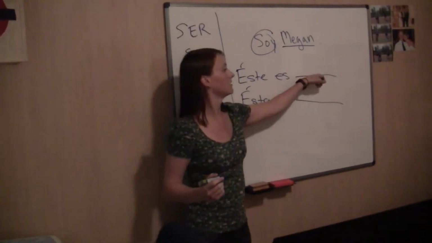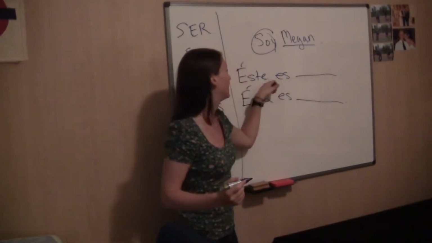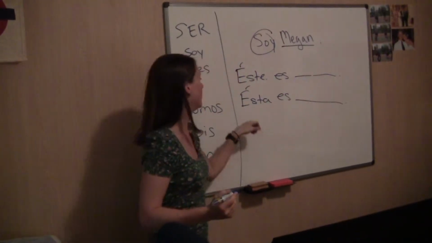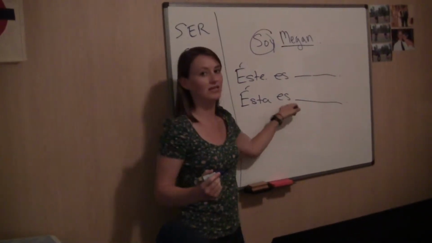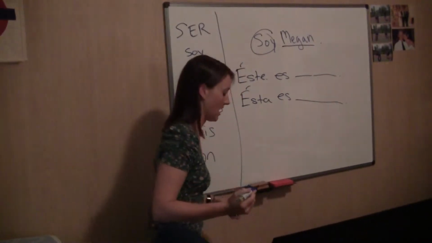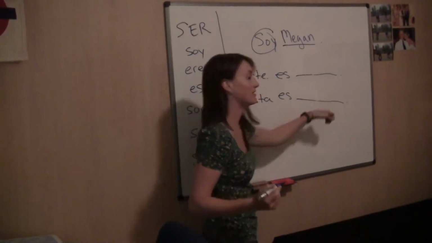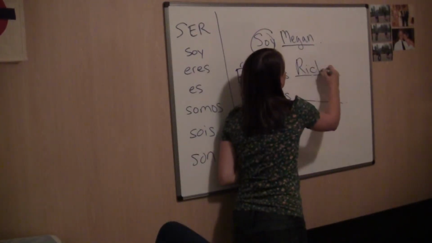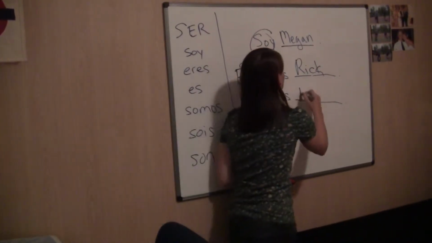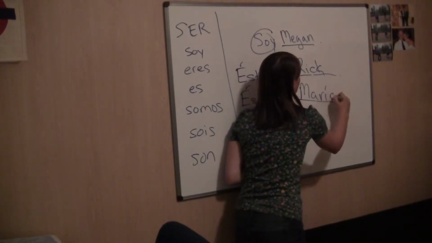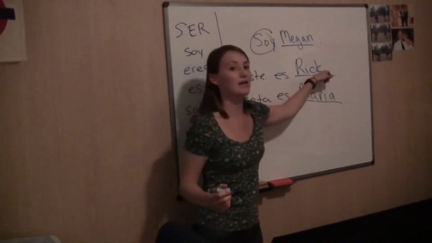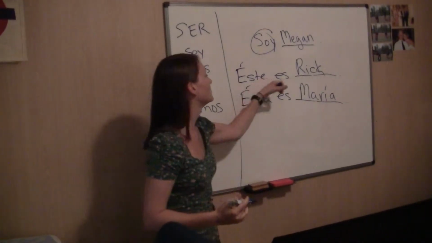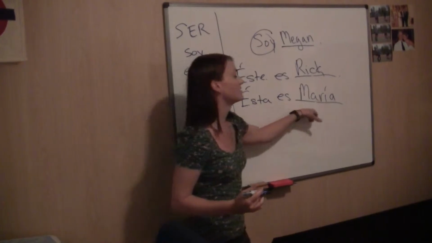este es, if it's a boy, right? This guy is, right? And the name of the boy. Or esta es, this girl is, right? This chick right here that I have right here is, right? Este es Rick. Esta es Maria, right? Este es Rick, right? And you're presenting your friend to another friend, so they meet each other. Say, este es Rick, esta es Maria.